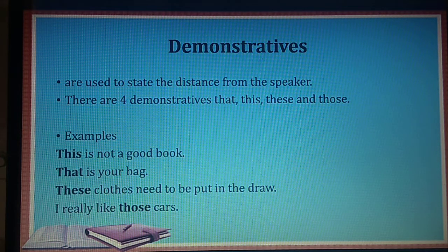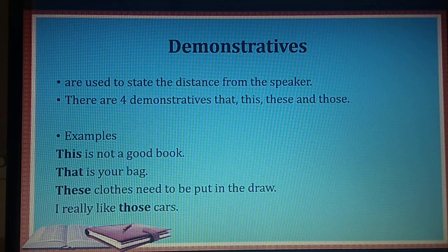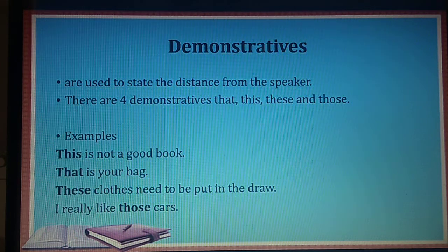These clothes need to be put in the drawer. Clothes are plural in nature. So I am using these because it is near to me. I really like those cars. Cars are somewhere very far away from you and it is plural in nature. So I am using the demonstrative determiner those.